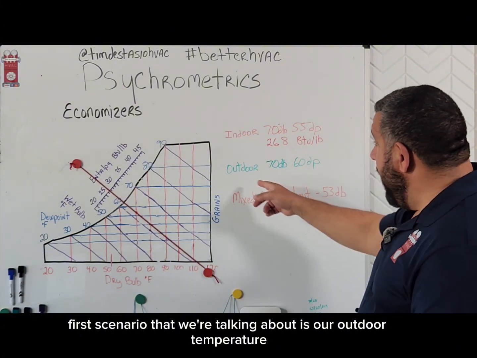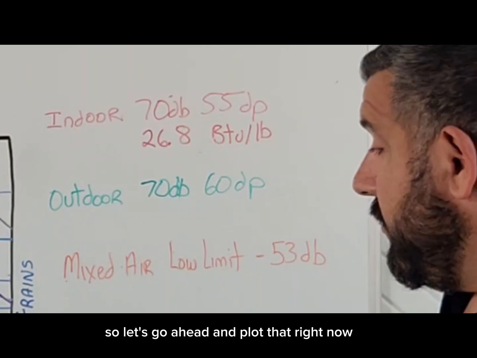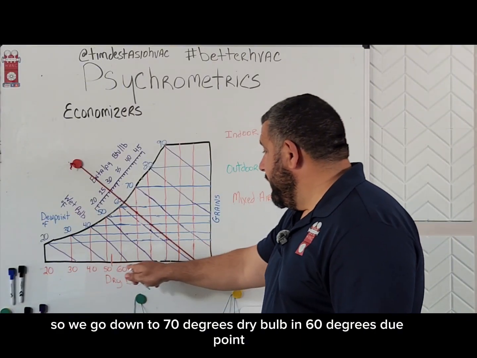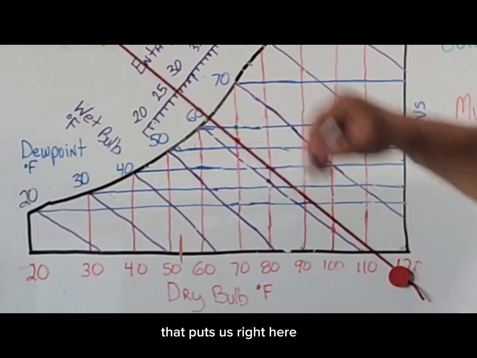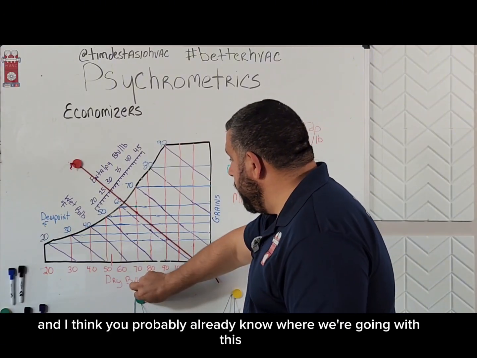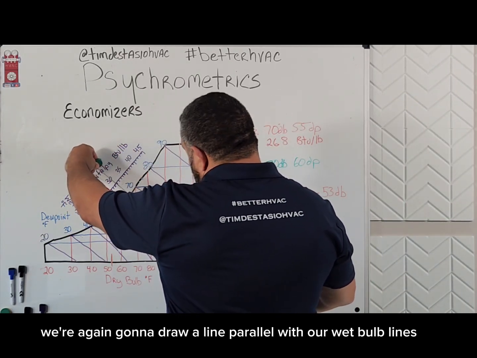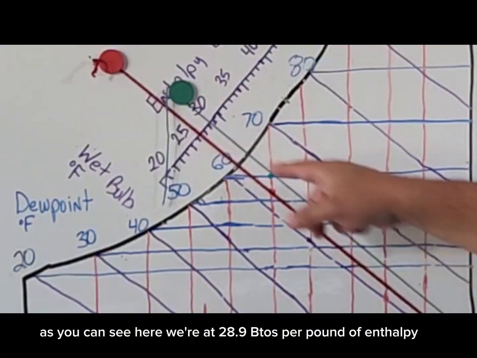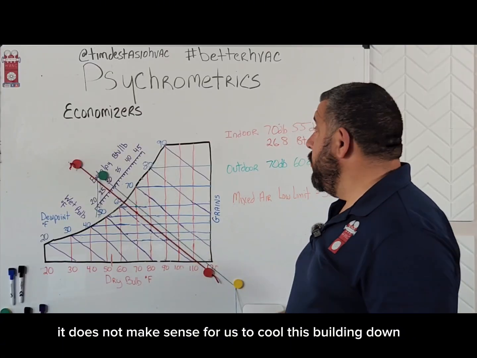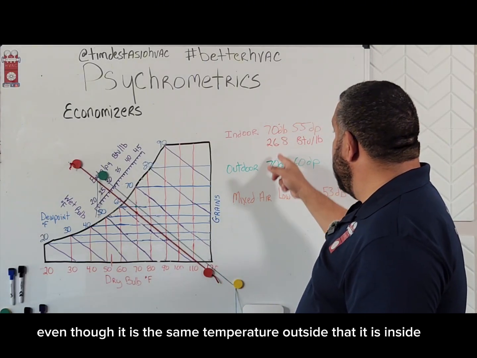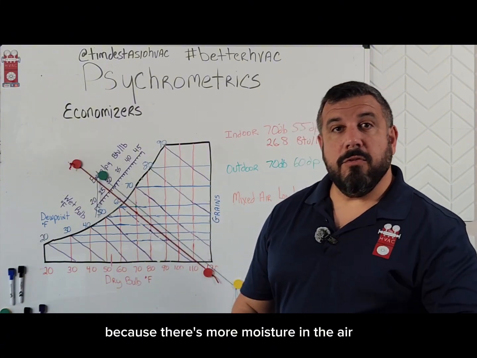First scenario that we're talking about is our outdoor temperature being 70 degrees dry bulb and 60 degrees dew point. So let's go ahead and plot that right now. So we go down to 70 degrees dry bulb and 60 degrees dew point. That puts us right here. I think you probably already know where we're going with this, but we're going to go ahead and plot it right now. We're again going to draw a line parallel with our wet bulb lines. And as you can see here, we're at 28.9 BTUs per pound of enthalpy. It does not make sense for us to cool this building down, even though it is the same temperature outside that it is inside. We're simply going to be adding more heat because there's more moisture in the air.